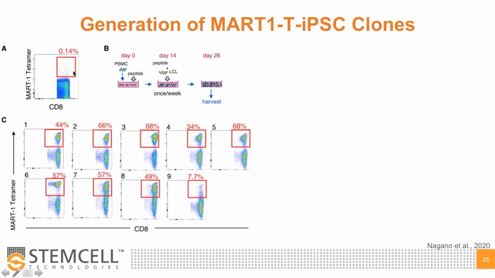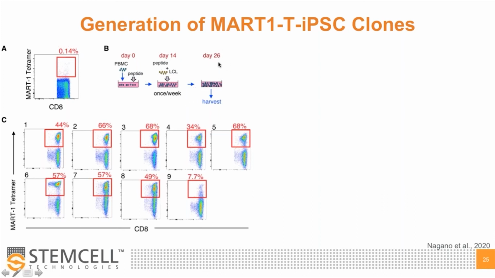So you can see by this percentage, it's actually fairly high in terms of naive T cells in terms of antigen recognition. MART1 is one of the better recognized antigens for TCRs. So you see here 0.14% for CD8 CTLs. They then take these cells and prime them with peptide to expand them. 14 days later, they incubate them with peptide, and this lymphoblastoid cell line serves as an antigen presenting cell. And they do the stimulation once a week.